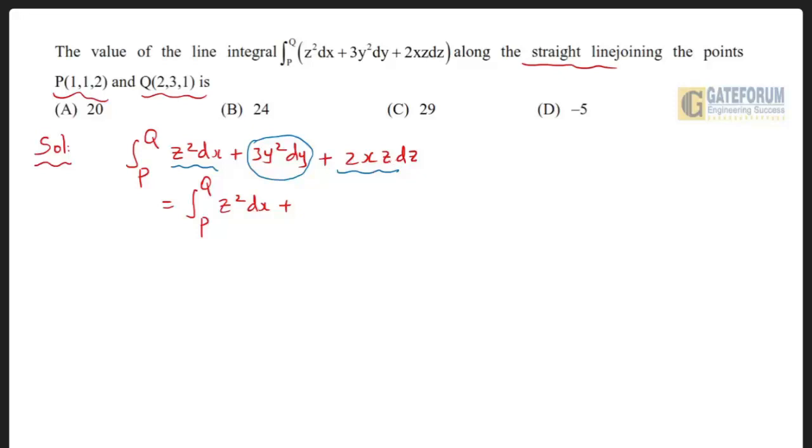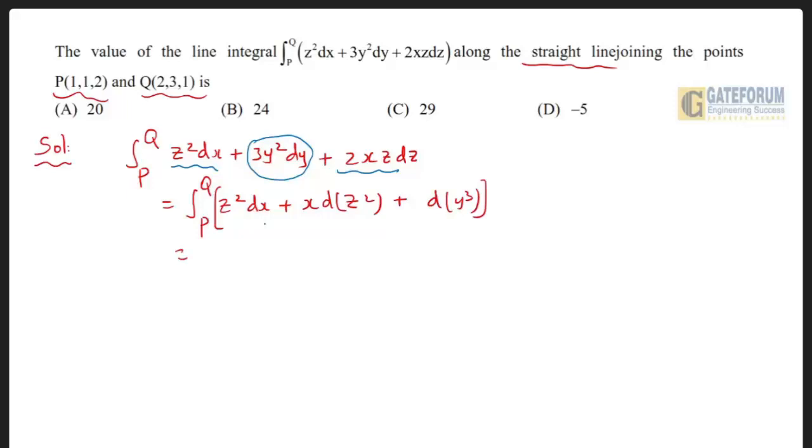Using exact differential, 2z dz can be written as the derivative of z square. So this is x into the derivative of z square. The remaining term, 3y square dy, even though it is variable separable, we can write as the derivative of some function. 3y square is the derivative of y cube, so 3y square dy I can write as the derivative of y cube.